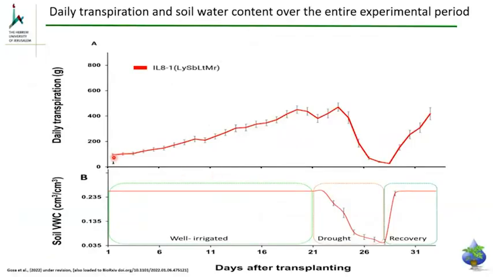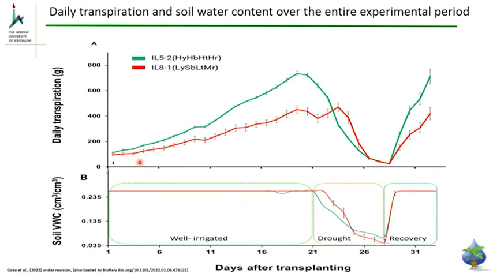Now, this is the IL81. To remind you, this is the low yielder, you see LY. And this is the daily transpiration of this plant during well-irrigated condition. This is about 2 weeks, or a bit more, almost 3 weeks, of well-irrigated condition. Then we expose the plant to drought, and then we put it to recovery. Okay, so we bring back the irrigation. This was the experimental scenario.